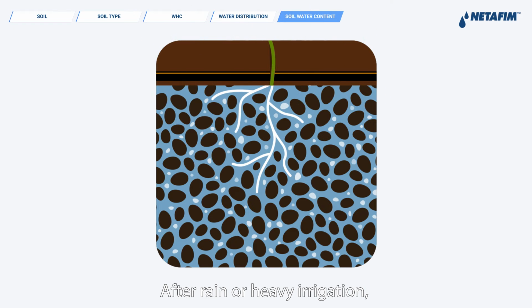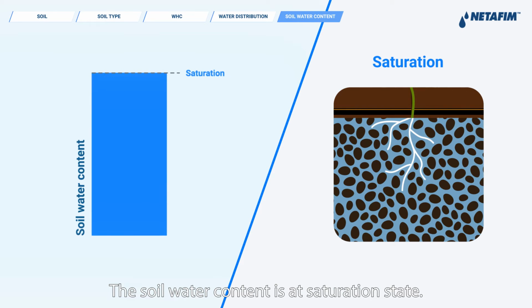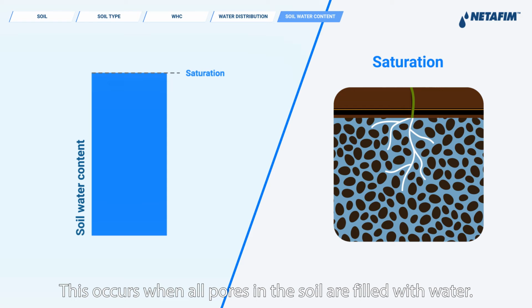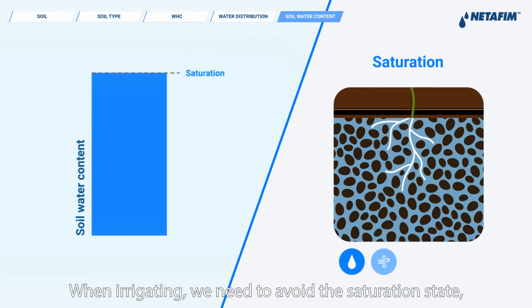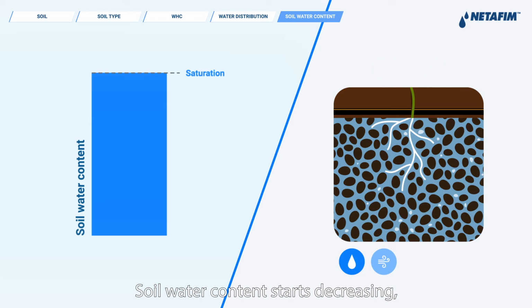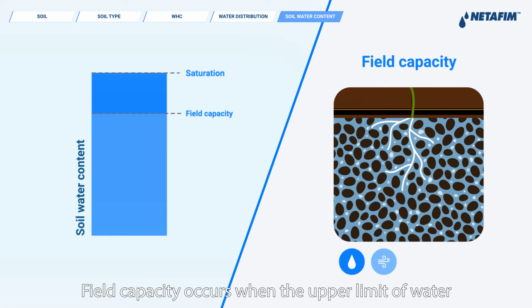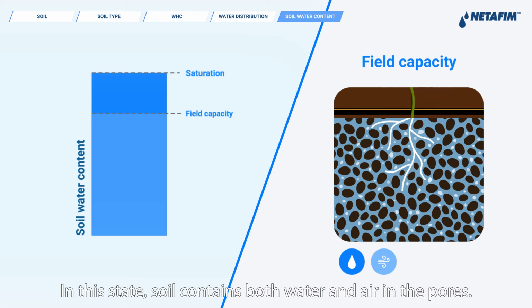After rain or heavy irrigation, the soil becomes saturated with water. The soil water content is at saturation state. This occurs when all pores in the soil are filled with water. When irrigating, we need to avoid the saturation state, as plant roots need air as well as water. Soil water content starts decreasing mainly because of gravitational drainage. At a certain point, the soil water content reaches field capacity state. Field capacity occurs when the upper limit of water that the soil can hold after drainage is reached. In this state, soil contains both water and air in the pores.